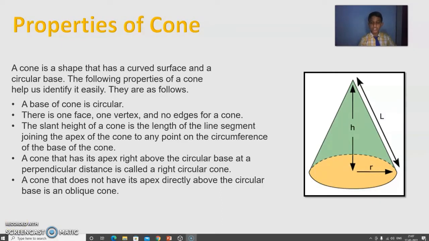A cone that has its apex right above the circular base at a perpendicular distance is called a right circular cone. A cone that does not have its apex directly above the circular base is an oblique cone.